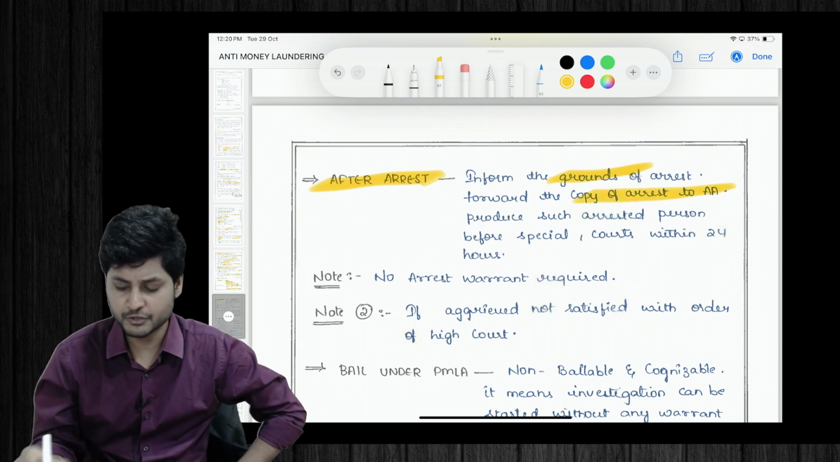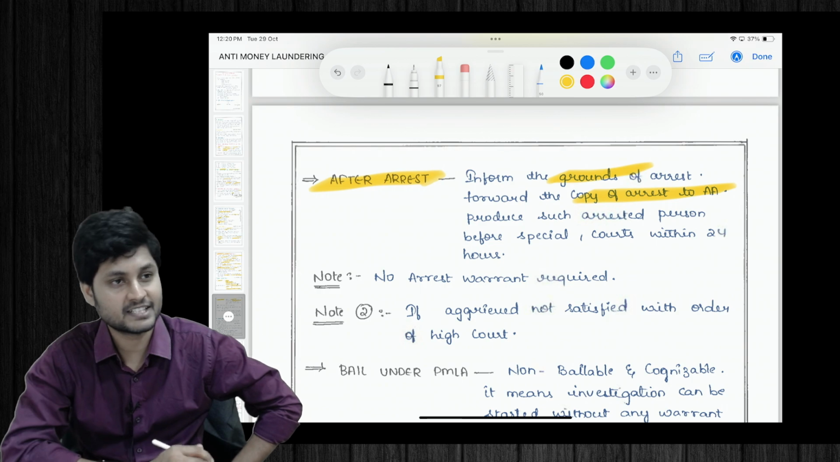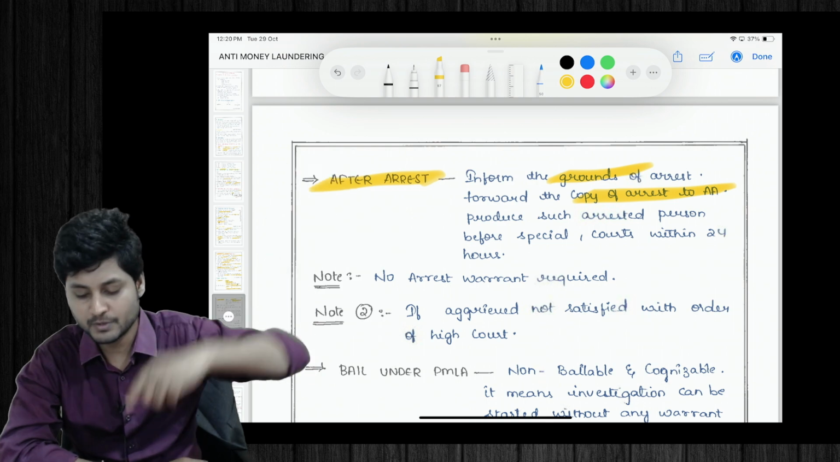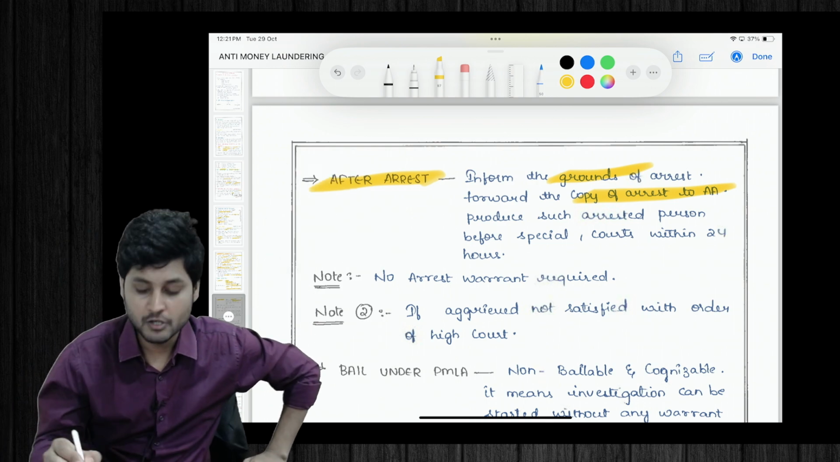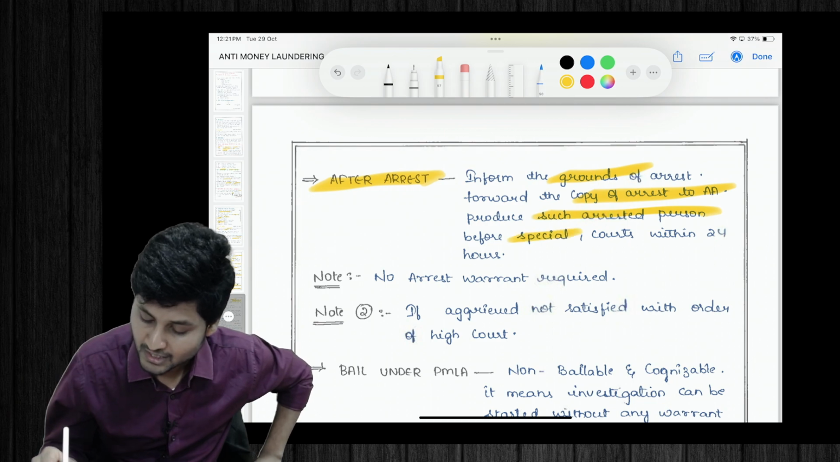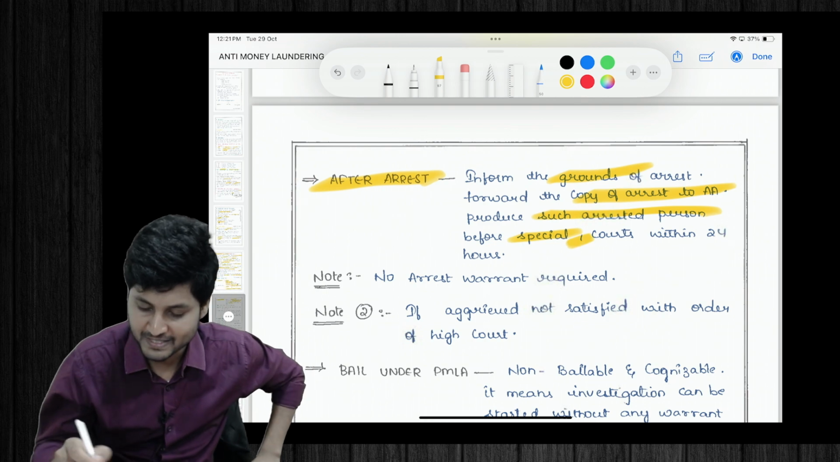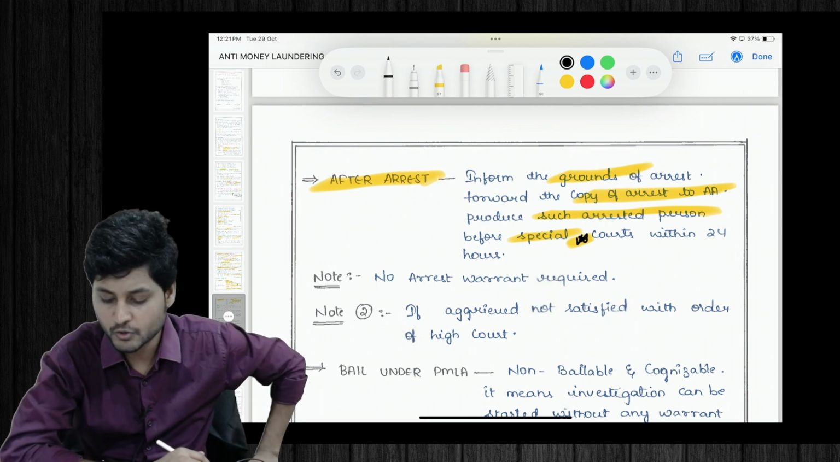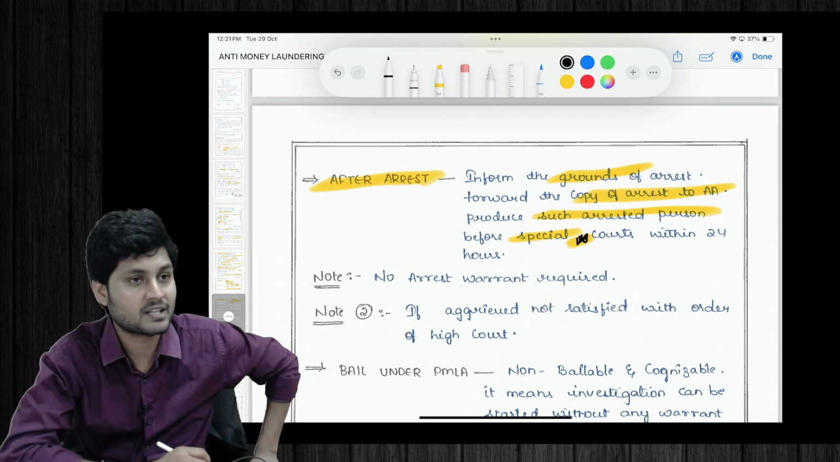Forward the copy of arrest to whom? Adjudicating authority. Babu, we are arresting him, and reasons must be informed to whom? Adjudicating authority. And also produce such arrested person before whom? Special courts. Special వేరు, courts వేరు కాదు. Special courts. There is no comma. Special courts within 24 hours.